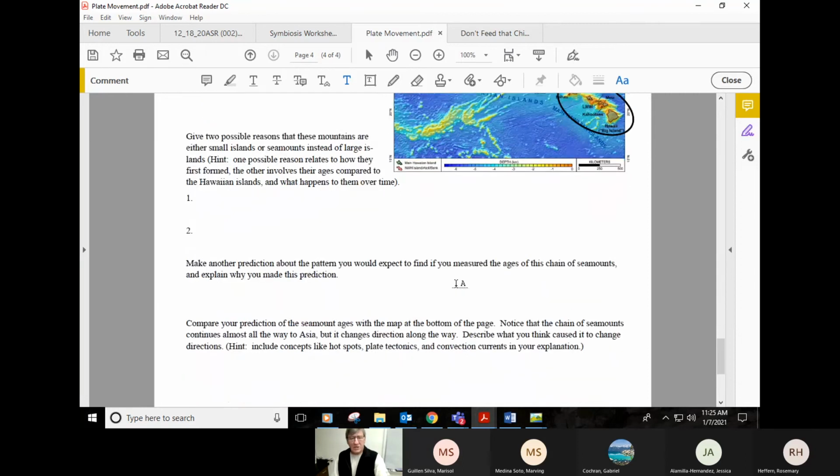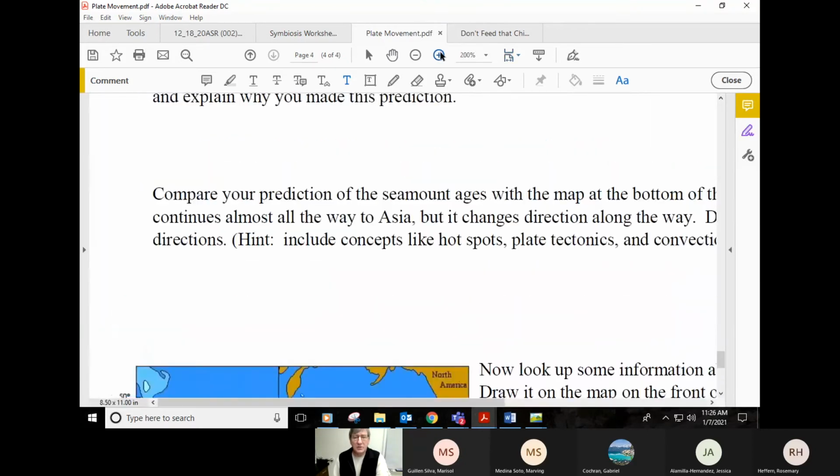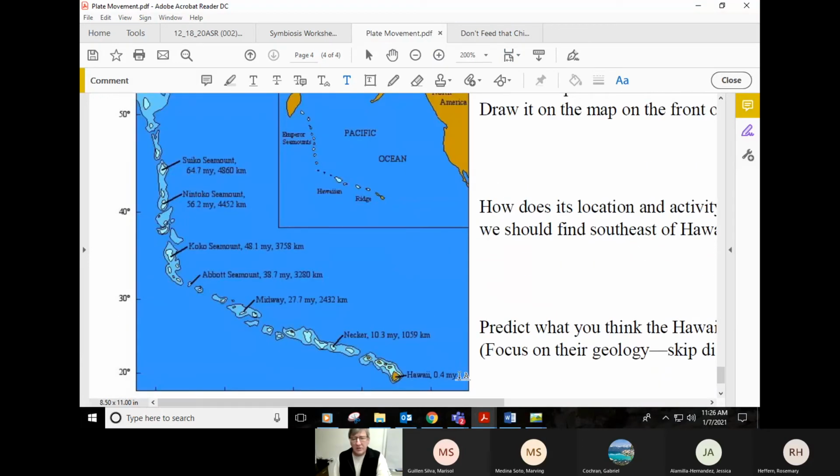Now, further down on the page, I've actually given you another map that shows the ages of these islands. So what do we see? Basically, I'm going to zoom in on this. Here's the island of Hawaii, 0.4 million years old. Necker Island, 10.3 million years old, and it's 1,059 kilometers away from Hawaii. We're going to ignore the distance for now. Midway, 27.7 million years old. 38.7 million years old.